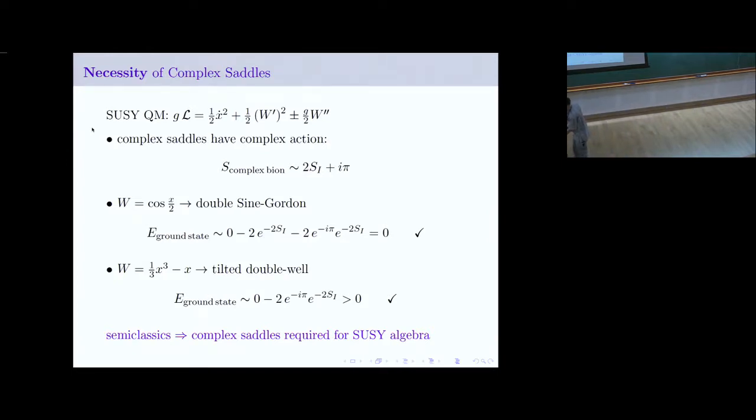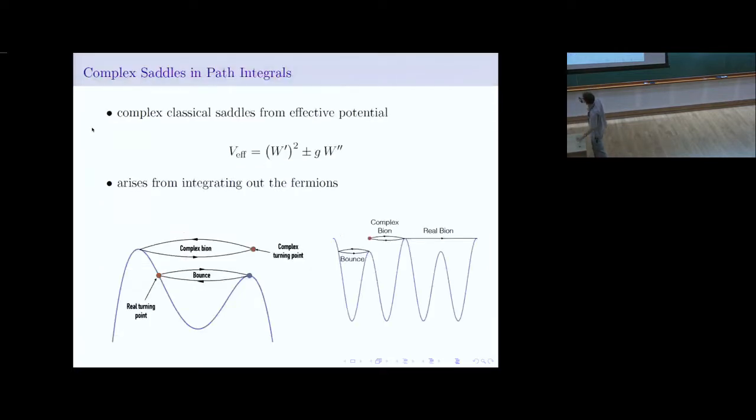So what about the other saddles? On the previous slide, you showed not just the complex saddles, but here you have the bounce. So the bounce is not important for the ground state energy properties. We're just talking about the ground state energy properties.